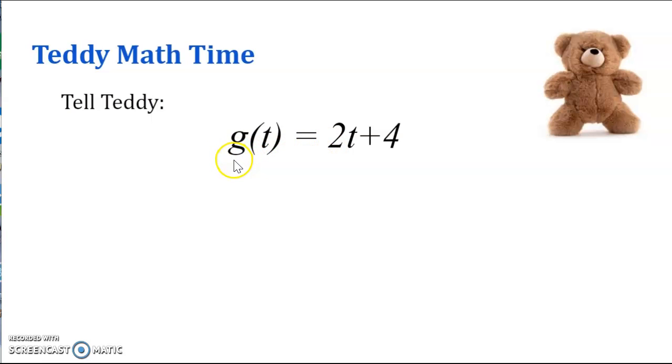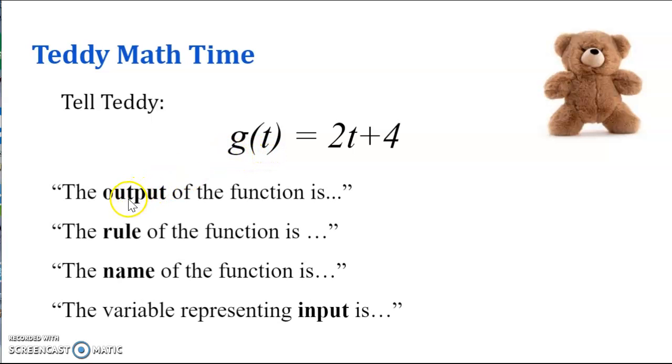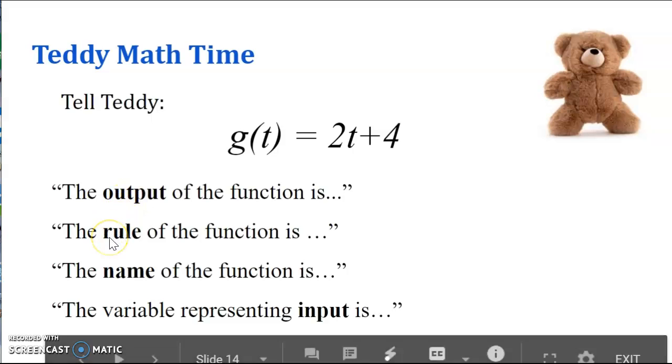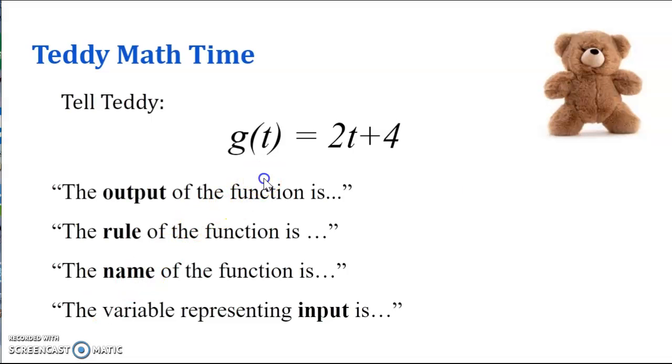Okay, so when you have a function written in the g of t form or f of x form, what does that mean? Well, we should know what the output of the function is, what the rule of the function is, the name of the function, and the input variable. So hopefully you should be able to say to your teddy bear that the output of the function is g of t. The rule of the function is 2 times t plus 4, the name of the function is g, and the variable representing input is t.